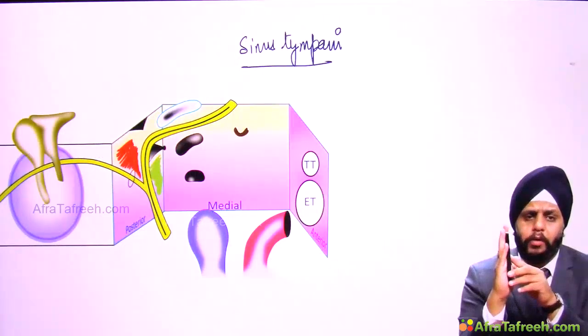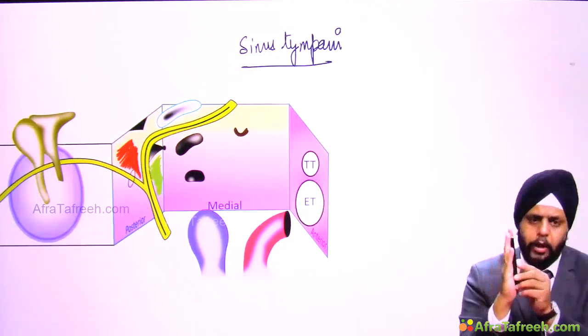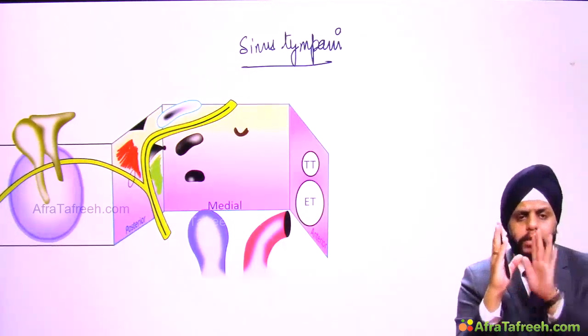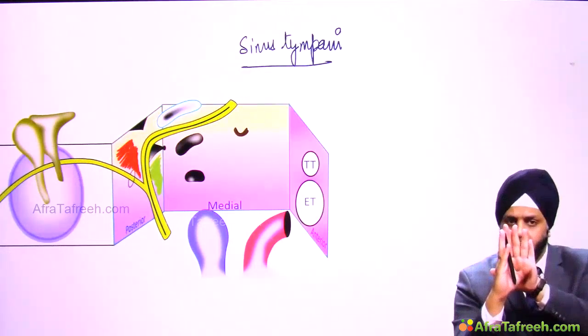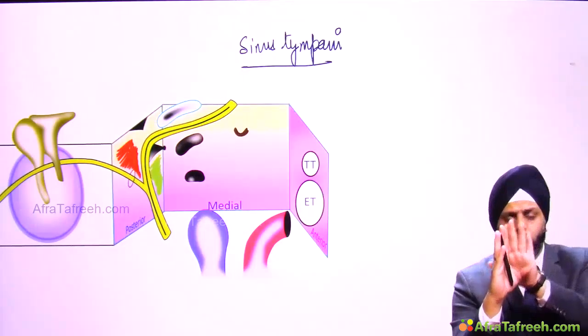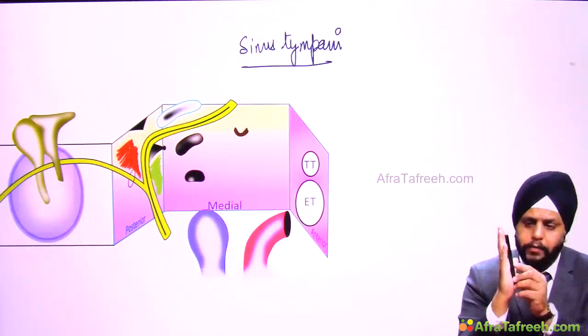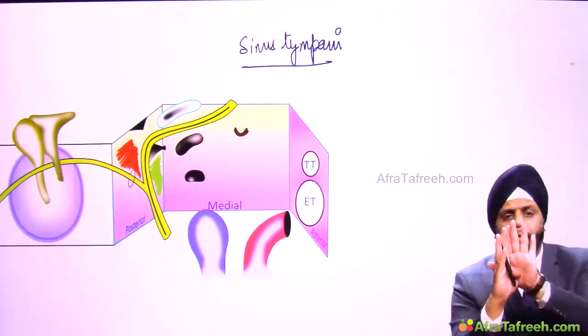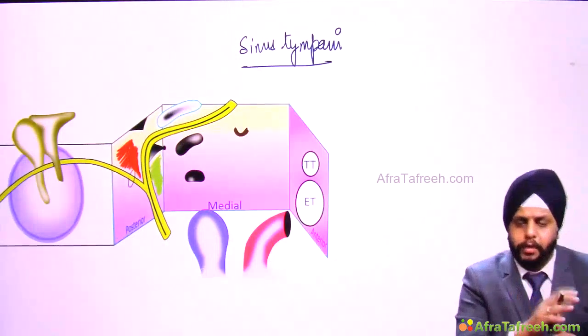What is the posterior boundary? The posterior boundary, of course, is the posterior wall, right? What is the medial boundary? The medial boundary is formed by the medial wall. Very clear? Okay, so we have three boundaries with us. We have the lateral boundary, the medial boundary, and the posterior boundary. Now, what about the superior boundary?